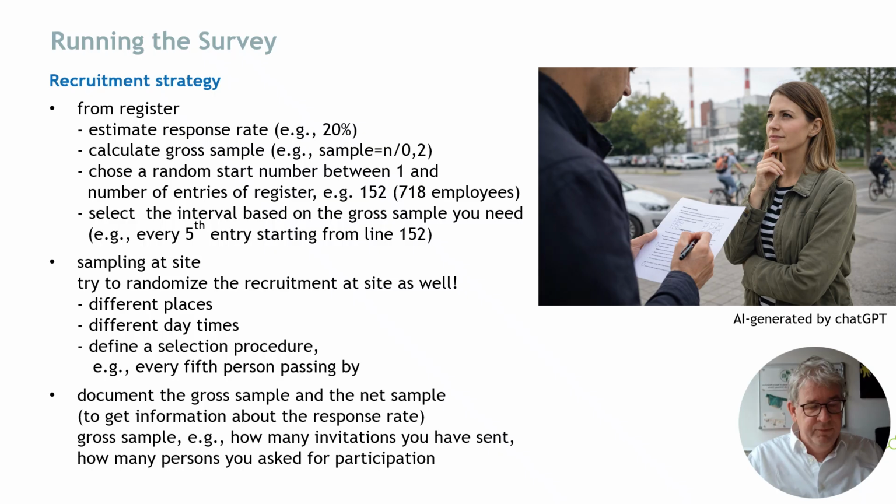Then, when you know this number and you know the number of entries in the register, you can pick a random sample out of the register, for example by using every fifth entry to select and send out the invitation to this person from the register. And of course, do not always start with the first entry, but give a random number for the line where you start your selection procedure, for example somewhere in the middle, 152. You can generate such random figures in Excel, for example.